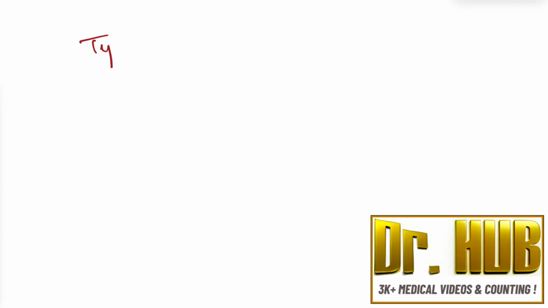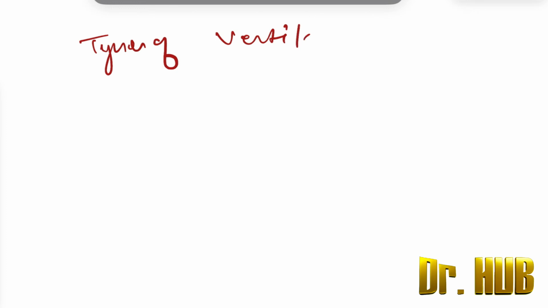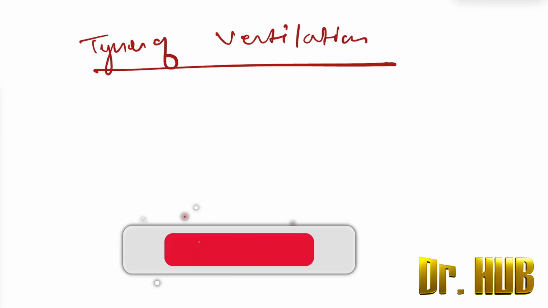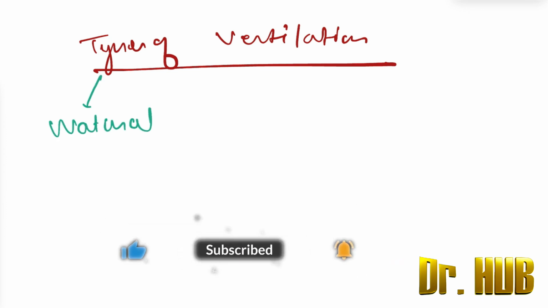Now we'll look at the types of ventilation. In types of ventilation, there are two. First we are dealing with the natural, then we'll move on to the mechanical.